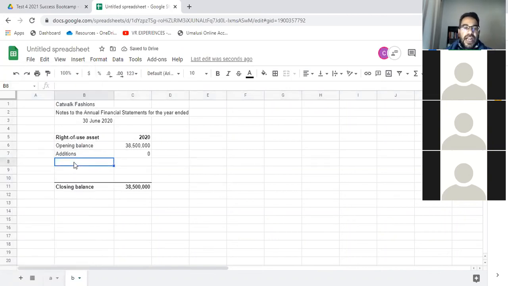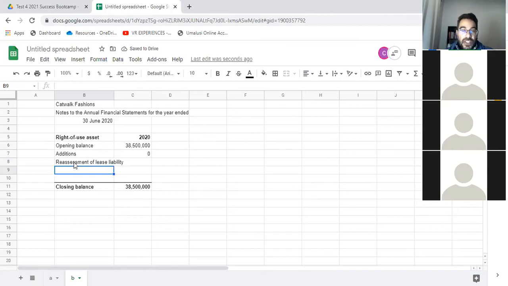So the right of use asset can change in a few ways. It can increase as a result of additions. It can change, meaning increase or decrease, as a result of a change in the liability number that we call a reassessment. So if a lease liability changes as a result of a reassessment, it also impacts the right of use asset. So we'll have here reassessment of lease liability. Okay, so that's one.